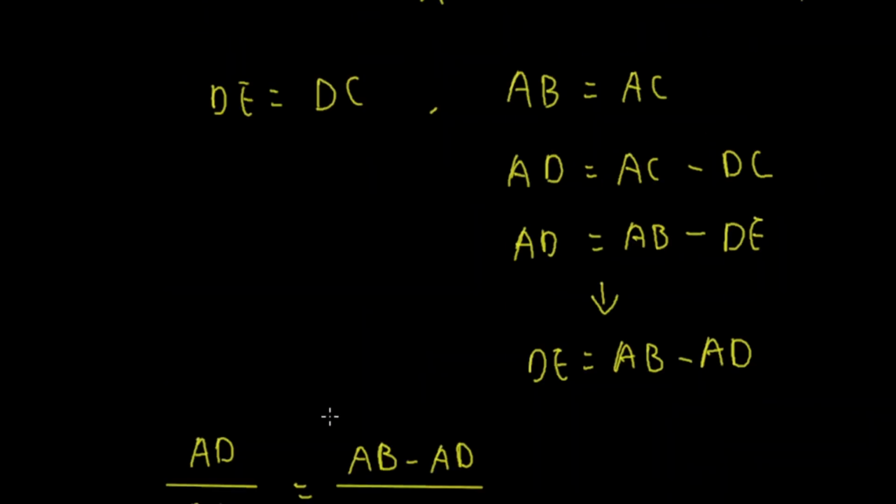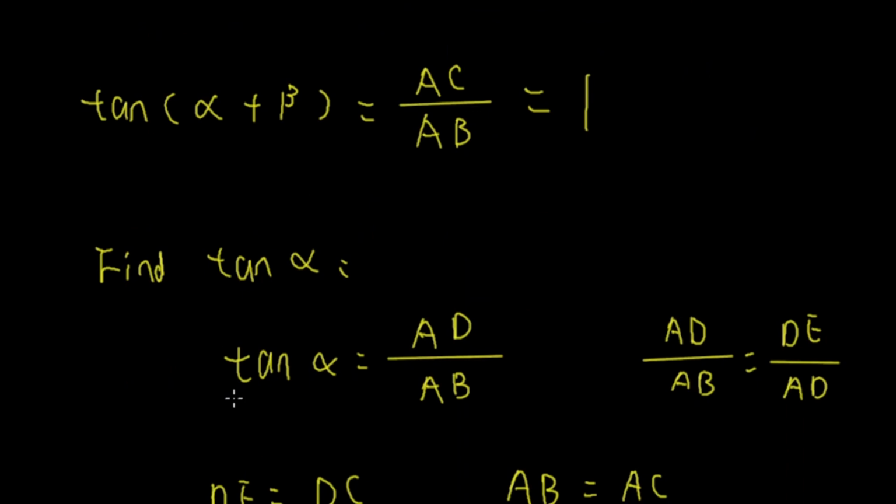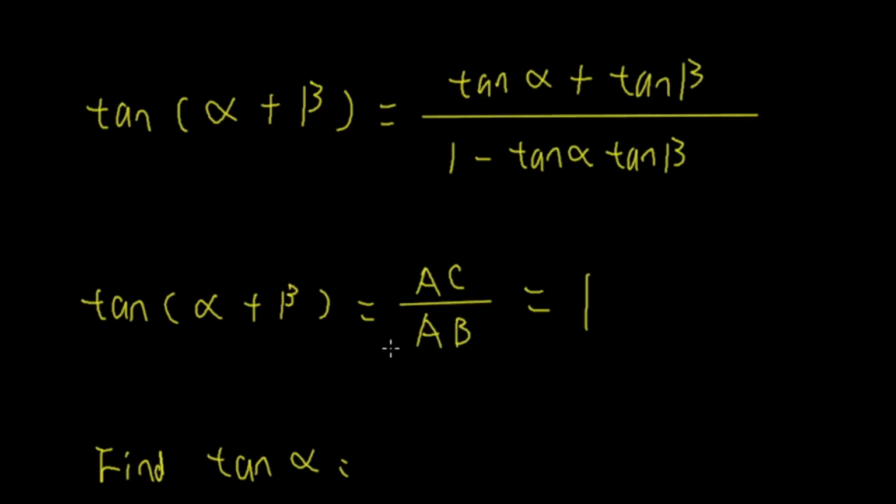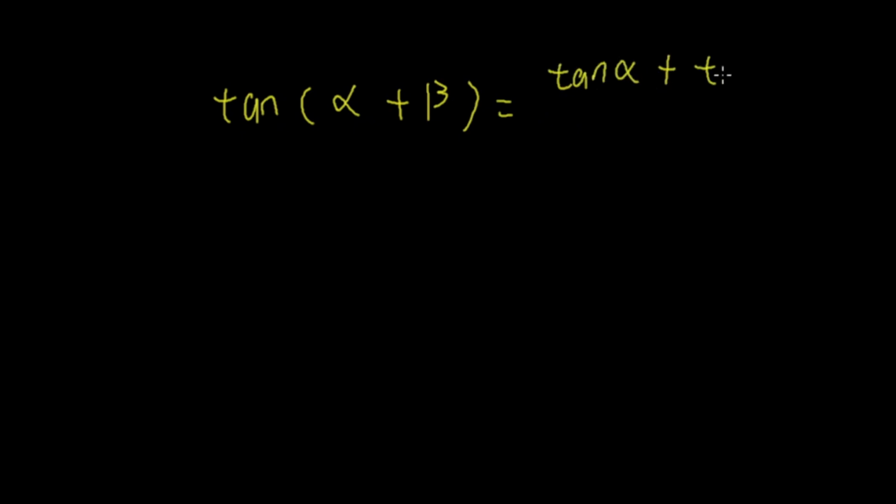Now, we have the value for tan alpha, and we also have the value for tan alpha plus beta, which is equal to 1. Then we can put into this formula here to calculate tan beta, which is what is asked in the question. Okay, now, let me write it again. Tan alpha plus beta is equal to tan alpha plus tan beta, all divided by 1 minus tan alpha tan beta.